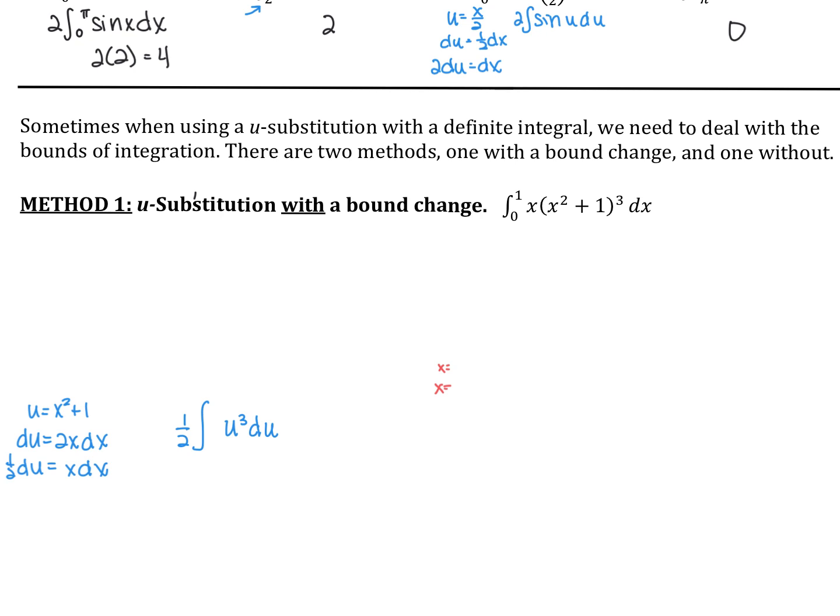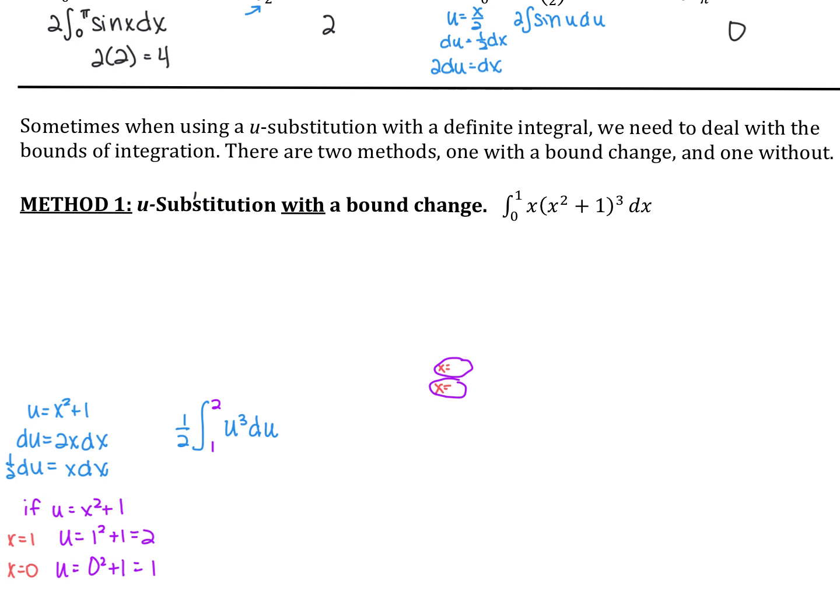So if I want to do a bound change, I take my 2 bounds where x equals 0 and x equals 1, and knowing that u equals x squared plus 1, when x equals 1, u is 1 squared plus 1, or 2. So my bound change here will be a 2. And when x was 0, if I substitute in, we get 0 squared plus 1, so we just get 1. So this bound changes to 1. Changing my bounds puts everything in terms of u and nothing in terms of x.